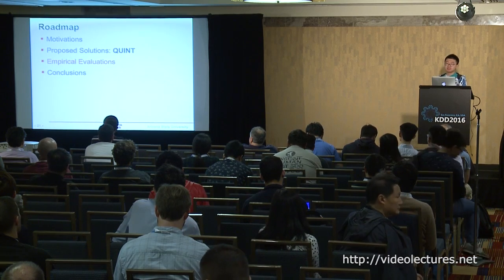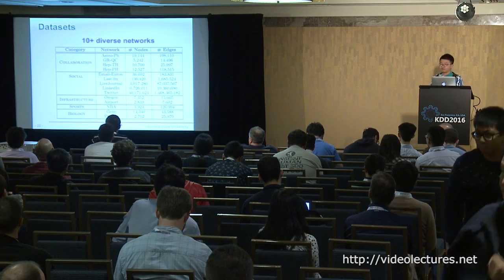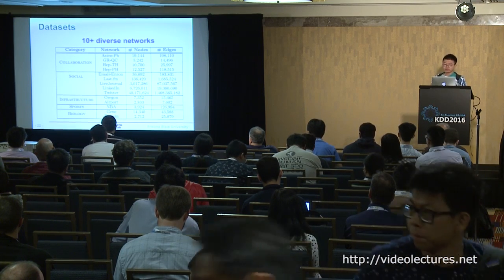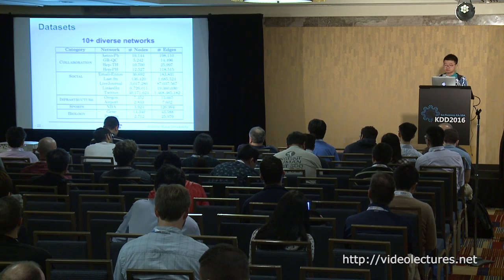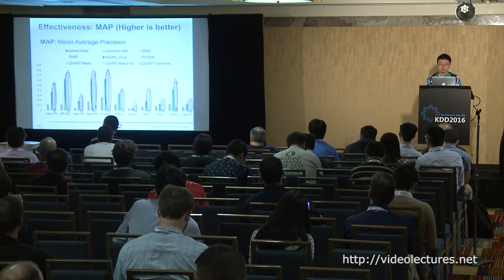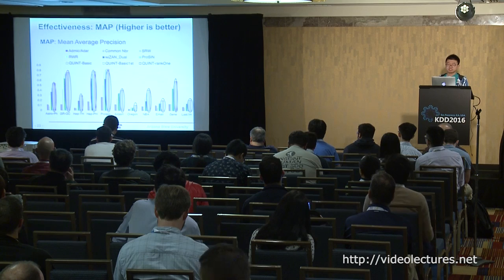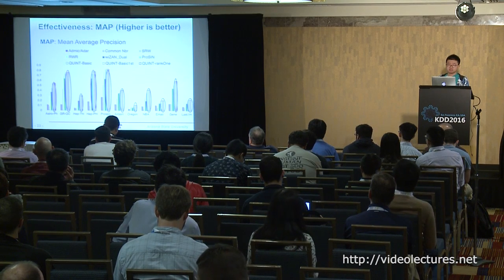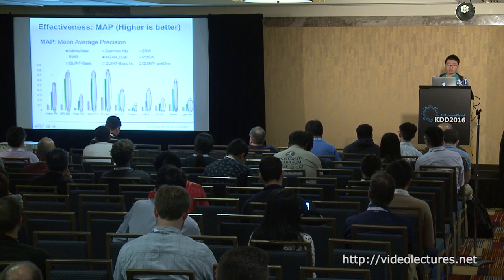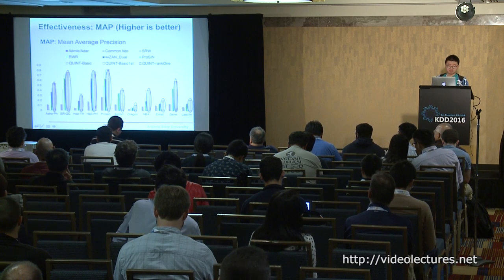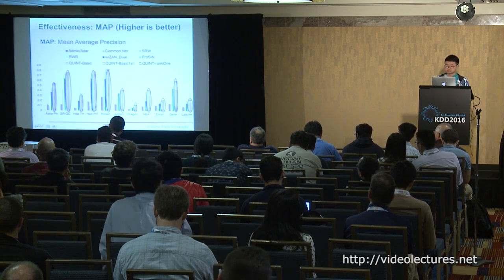For the experiments, we use over 10 diverse real networks from 5 categories, and we use link prediction to validate our proposed algorithms. The first figure shows the mean average precision results, and higher is better. These are all the competitors. Our algorithm performs better than the other competitors across different networks.